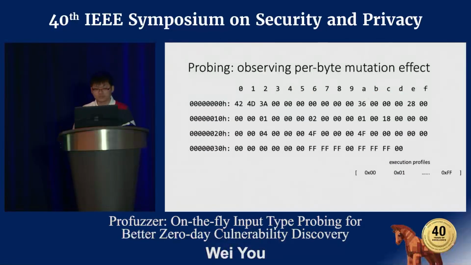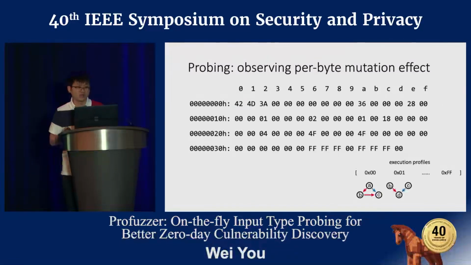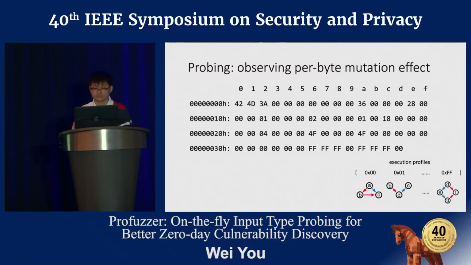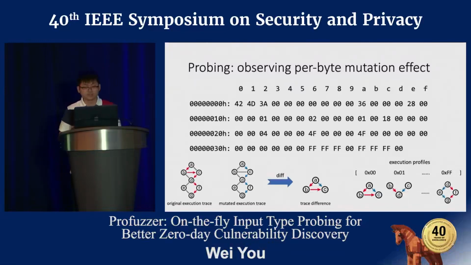Input fields are automatically discovered via byte-wise mutations and analyzing the impacts of the individual mutated bytes on the program executions. Specifically, given a seed input, ProFuzzer mutates 1 byte at a time, enumerating all the 256 values of the byte to collect the corresponding execution profiles. An execution profile is the trace difference between the execution with the original input and the execution with the mutated input. After observing the per byte mutation effect, we group consecutive bytes that share similar execution profiles together as an input field.